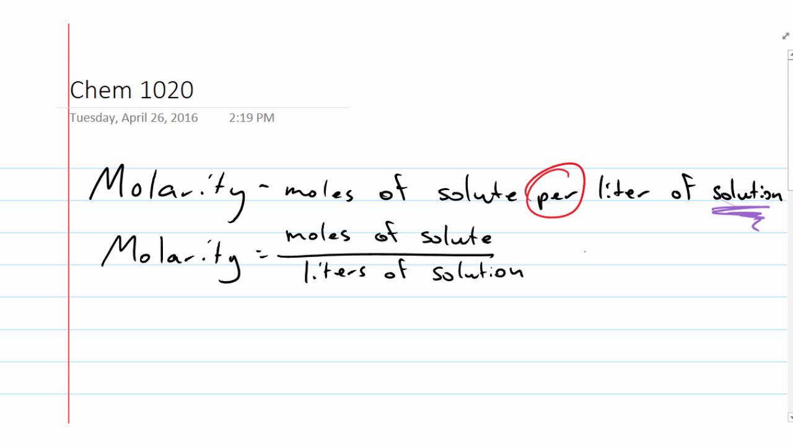And as far as the symbols go, we abbreviate molarity with a capital M. We abbreviate moles with MOL, and we abbreviate liters with an L. So in symbols, it looks like this. Big M is equal to moles over liters.